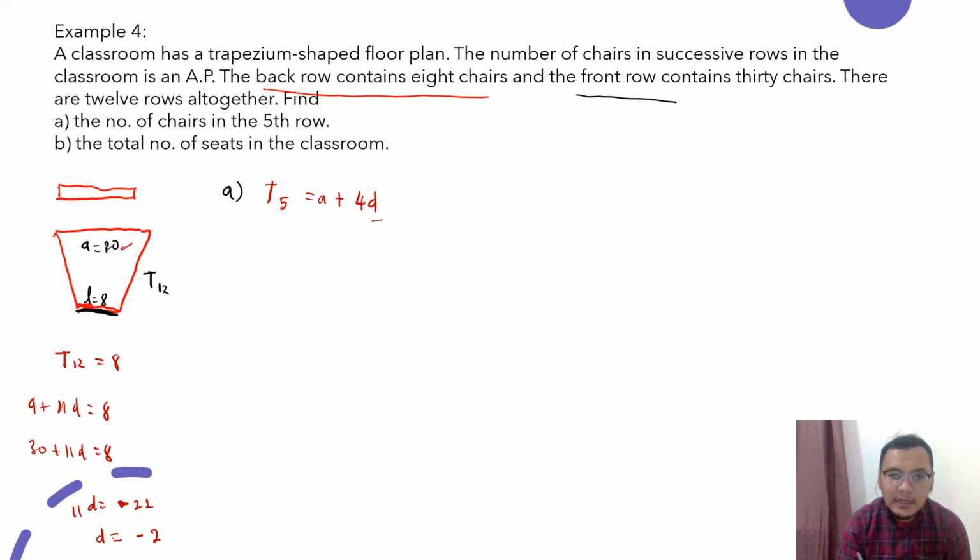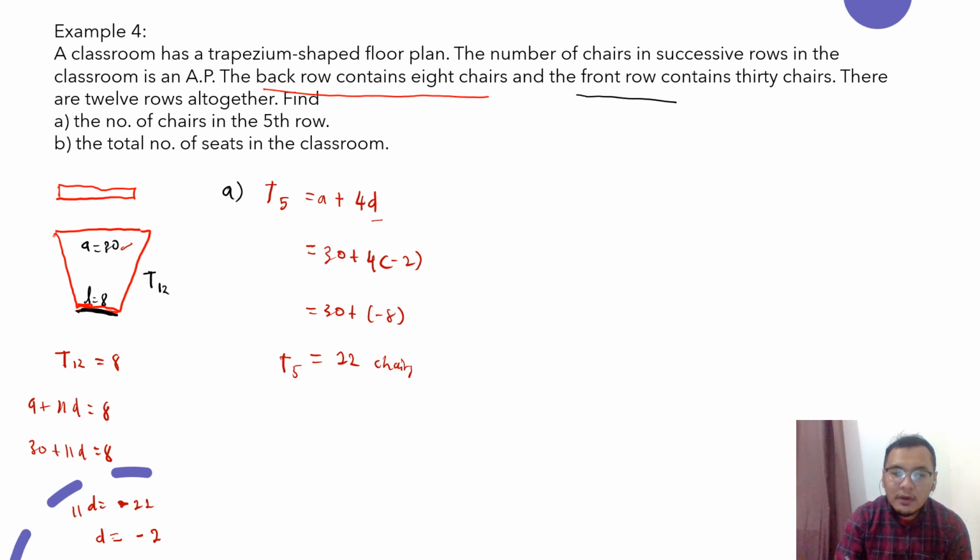Now substitute the value of D into the formula of T5. T5 equals 30 plus 4 times negative 2. 4 times minus 2 equals minus 8, so 30 minus 8 equals 22. So T5, the number of chairs in the fifth row, is 22 chairs.